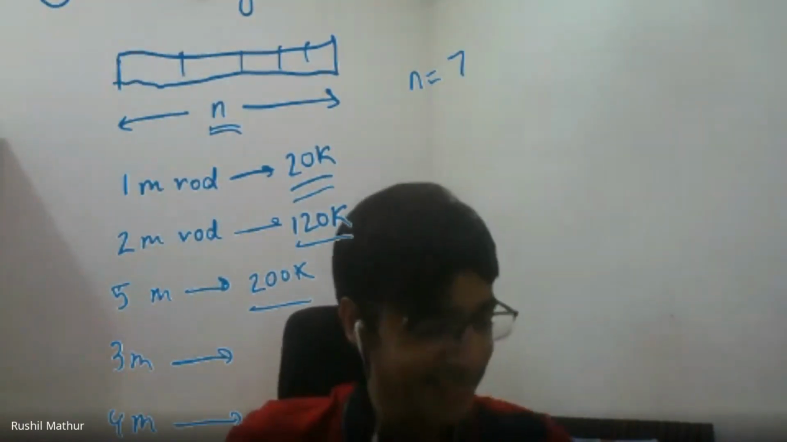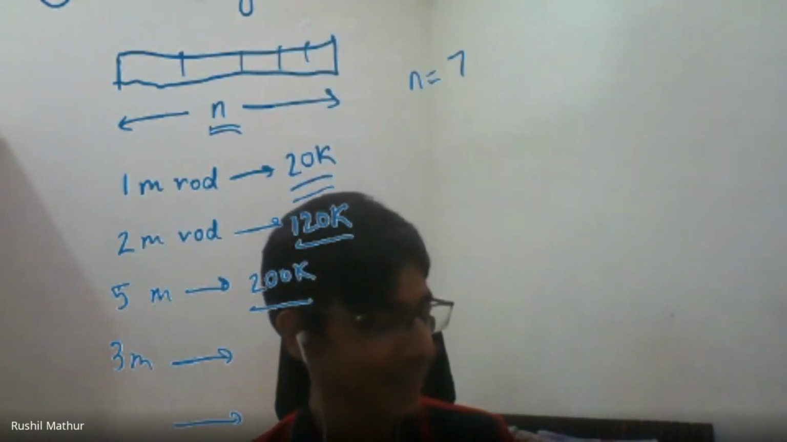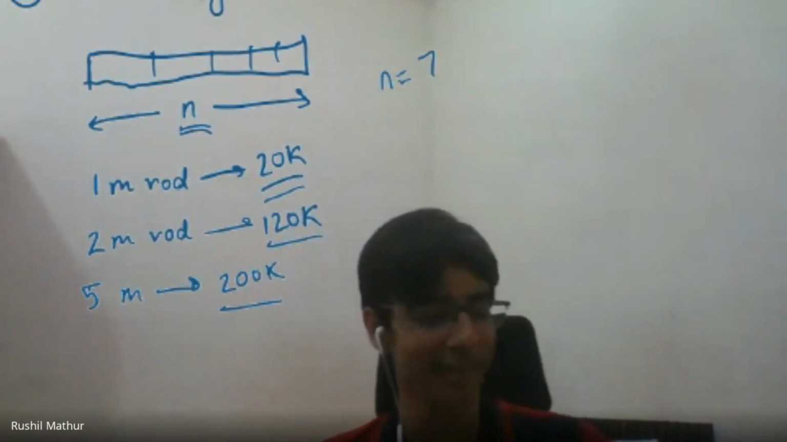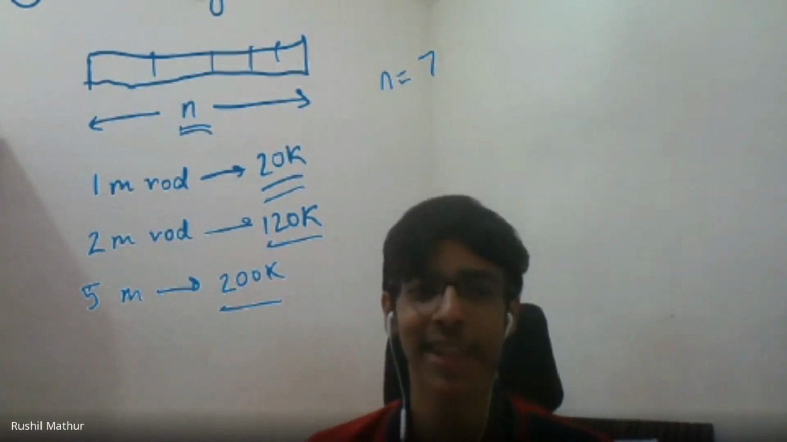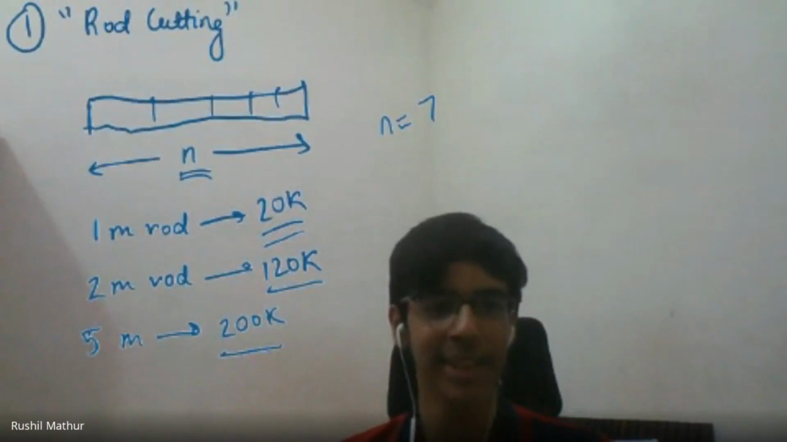Okay, so let's get into the idea now. We'll see how each of those 5 steps work out. Step 1 was defining subproblems. So, can anyone tell me what a subproblem would mean in this context of rod cutting?